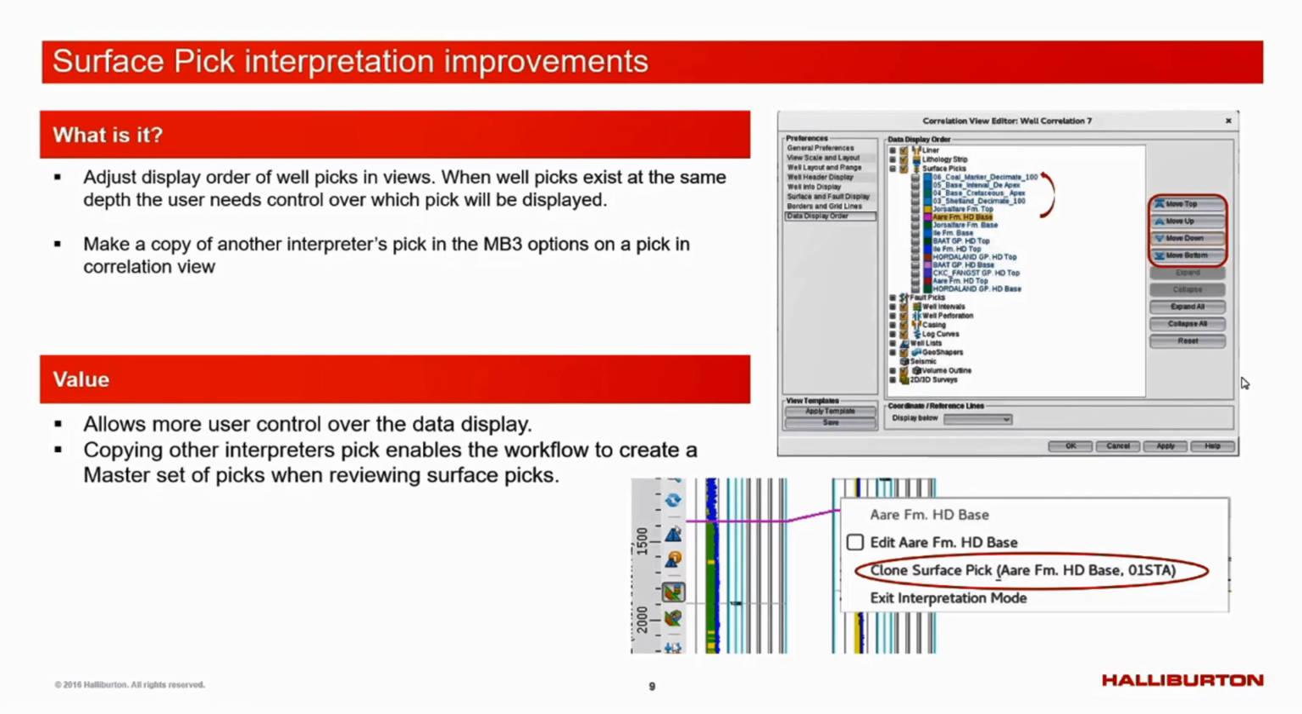There's also the option to make a copy of another interpreter's pick as one of the MB3 options on a pick in correlation view. It's called a clone surface pick, and this is useful in the workflow where you might want to pick and choose from other people's interpretations to make one master set of picks, especially when you're reviewing surface picks.